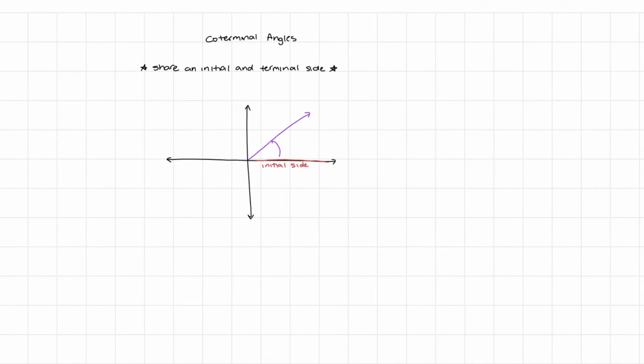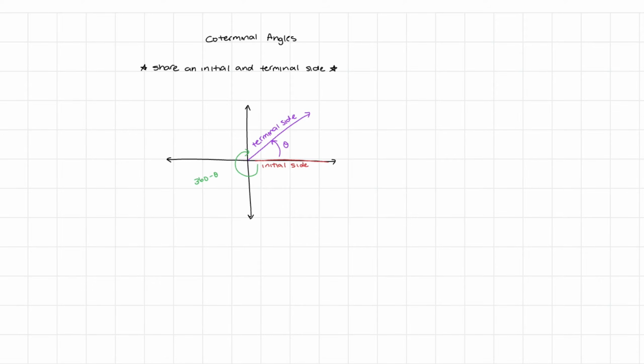Now let's go over coterminal angles. Coterminal angles are just angles which share an initial side and terminal side, which would look like this. So I'm just going to draw the y and x-axis. The red line represents the initial side. And now we'll draw the terminal side and theta in between. And I'll draw in green what a coterminal angle could look like.